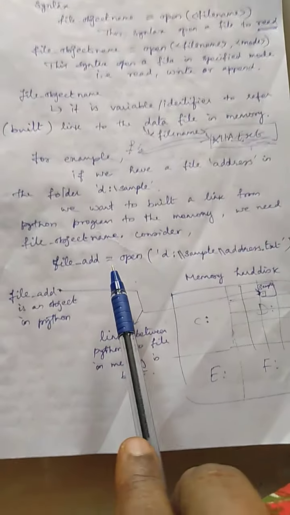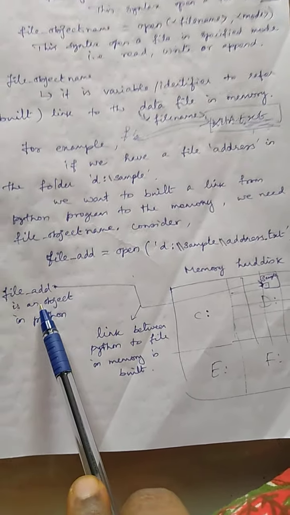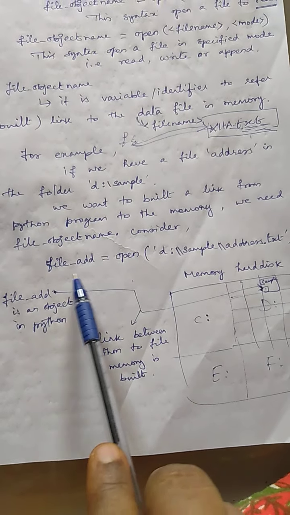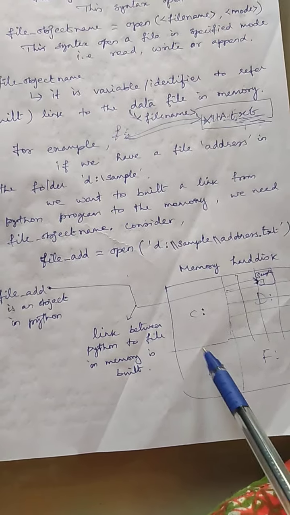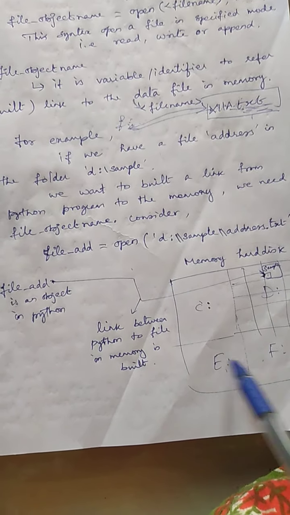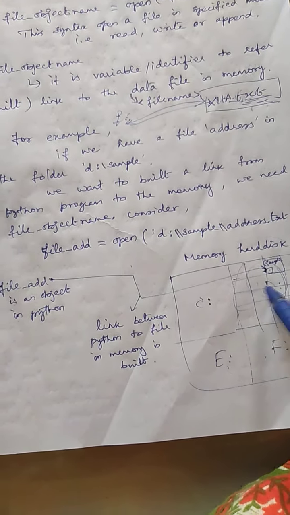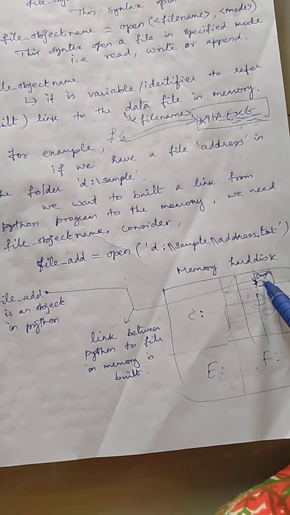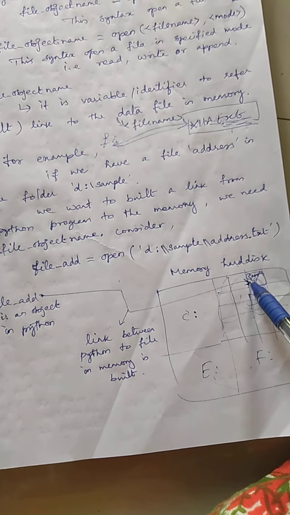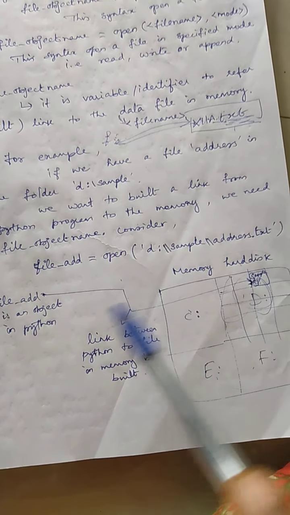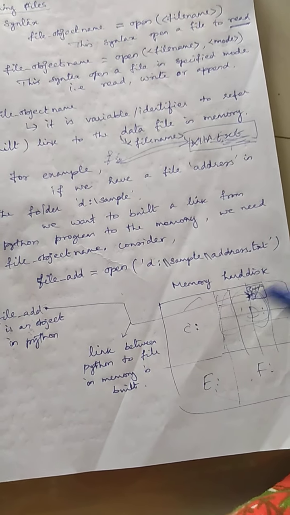So what happens when we give this file open function? The object in our Python program is going to build a link. See, in our hard disk memory we can have C:, D:, E:, F:, like that. In the D: drive, we have many folders. In those folders, one folder name is sample. In that sample folder, we have one data file called address.txt. So the file object in the Python program builds a link from here to there. Thank you.